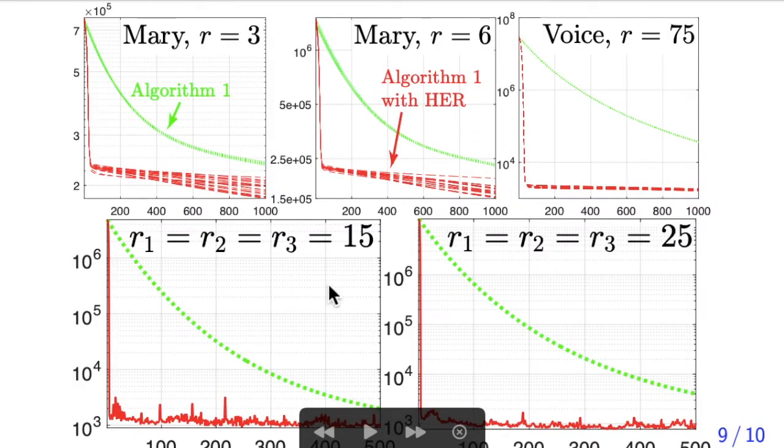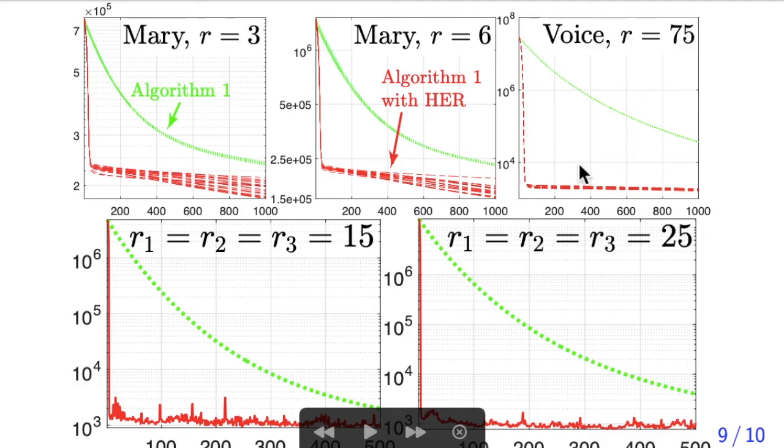How good? We are running the three CNMF models on three real audio datasets. Here, this figure shows algorithm 1, that is the alternating update of W, H, theta. So this is the convergence. And then this red curve shows the algorithm with the HER extrapolation, and you can see it improved much better. And here, this is data on voice. You can see that for the convergence, after 1000 iterations, the error of the unaccelerated method is about 100 times bigger than the red method after just about 20 iterations.